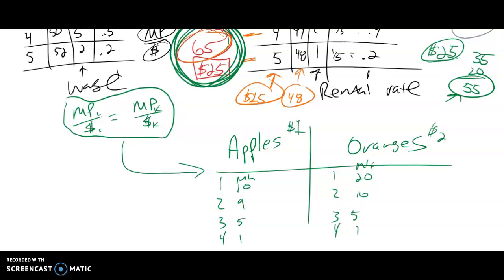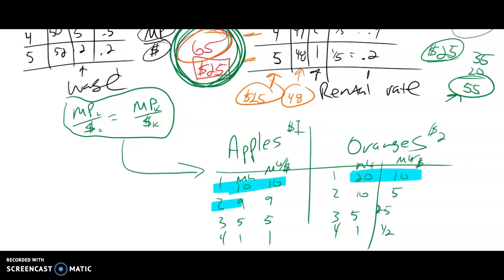So which of the two should I buy first? Well, we do marginal utility per dollar versus marginal utility per dollar, and we compare the two. Well, marginal utility per dollar over here would be 10, 9, 5, and 1, and over here it would be 10, 5 halves, or 2.5, and 1/2. And then we can compare. And we say, well, between the first two, it doesn't matter. They're both good. They both give me 10 utils per dollar.